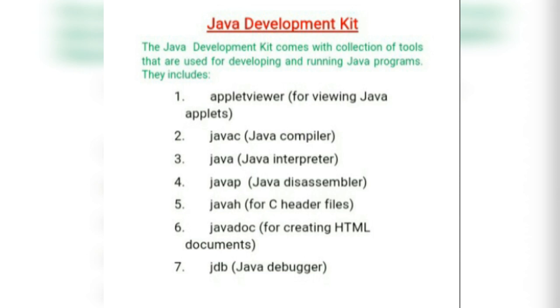Now moving towards the Java Development Kit. As I told you, all the tools are part of a system known as the Java Development Kit, which comes with a collection of tools used for developing and running Java programs. Here I have sorted some of the tools: appletviewer, which is for viewing Java applets, then javac, java, javap, javah, javadoc, and jdb, which is nothing but a debugger. Mainly we use appletviewer for viewing Java applets, and javac and java, which are mostly used for executing our program code.